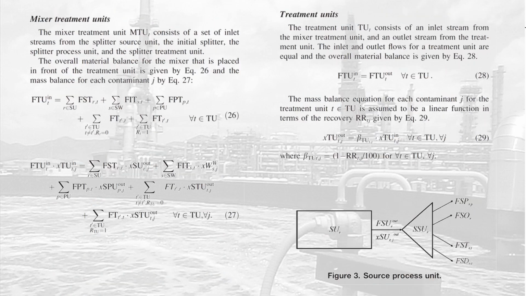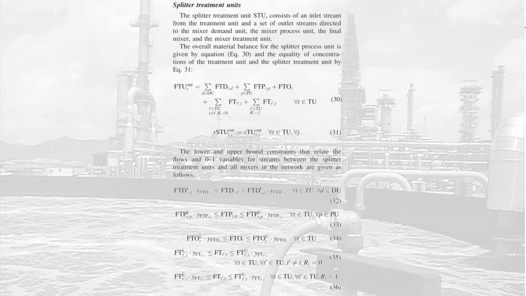Mixer treatment units. The mixer treatment unit MTUT consists of a set of inlet streams from the splitter source unit, the initial splitter, the splitter process unit, and the splitter treatment unit. Treatment units. The treatment unit 2T consists of an inlet stream from the mixer treatment unit, and an outlet stream from the treatment unit.